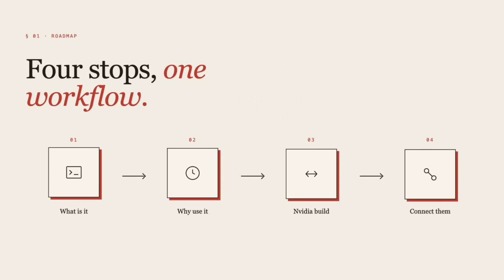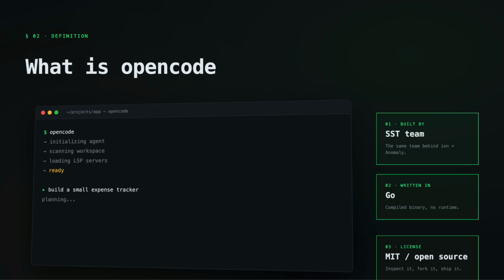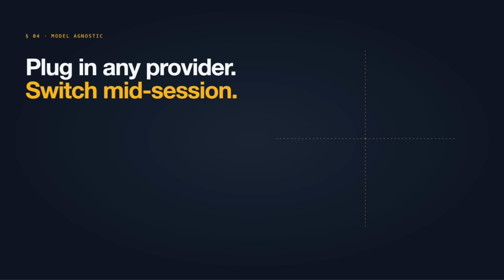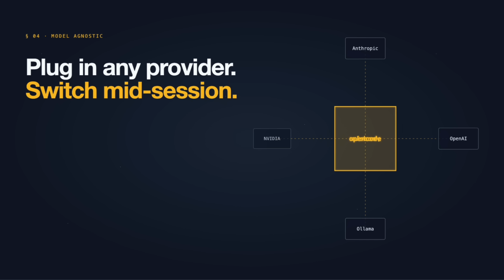a tiny web app. Alright, so for people who haven't used it yet, OpenCode is an open-source AI coding agent that runs in your terminal. It is built by the SST team, written in Go, and it sits in that same category as Claude Code, Cursor's Agent, or Aider. The main difference is that OpenCode is model agnostic. You can plug in pretty much any provider, from Anthropic to OpenAI to local Llama models, and switch between them in the middle of a session.